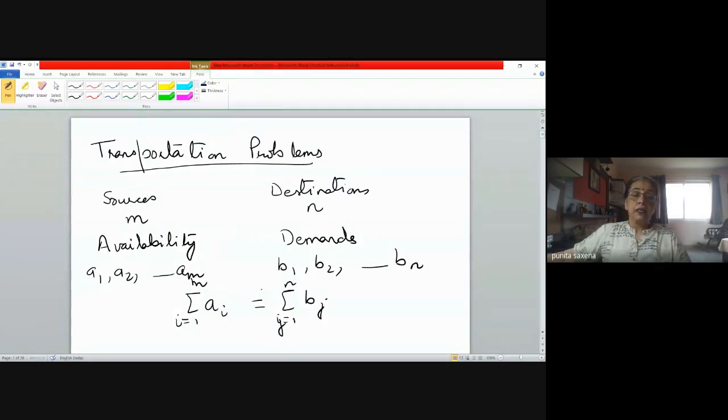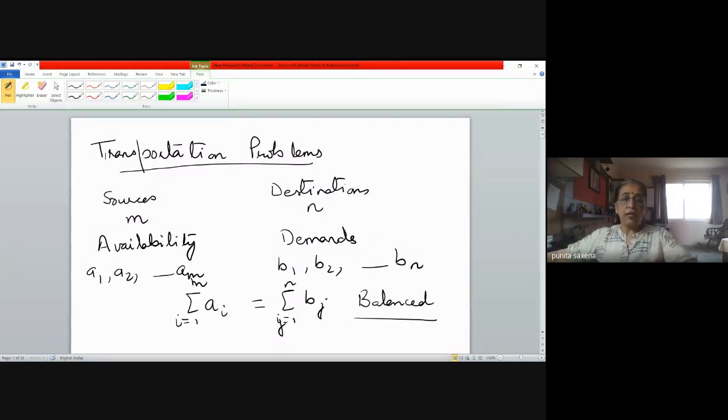So whenever availability is equal to demand, we call such a transportation problem a balanced transportation problem. Otherwise, it's called an unbalanced transportation problem. So one thing is very clear, that whatever method we have developed or are going to develop now, they are applicable only to balanced transportation problems.